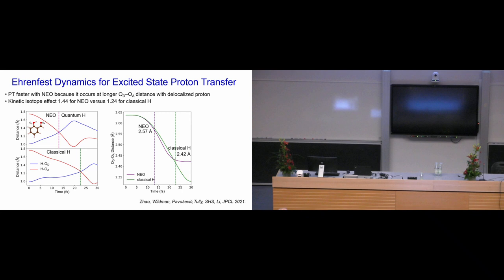And if we analyze the trajectory, we see that the reason is that because the proton is delocalized, it can transfer at a longer oxygen-oxygen distance. So we plot the oxygen-oxygen distance as a function of time. And we see that for the NEO curve, proton transfer happens at this purple line here at 2.57 angstroms. And for the classical one, it needs to wait for the oxygens to get closer because it's a point charge instead of a delocalized wave function. And so that's why it goes slower for the classical case. And the kinetic isotope effect is also slightly larger for NEO than it is for the classical. Again, this is a quantum effect.